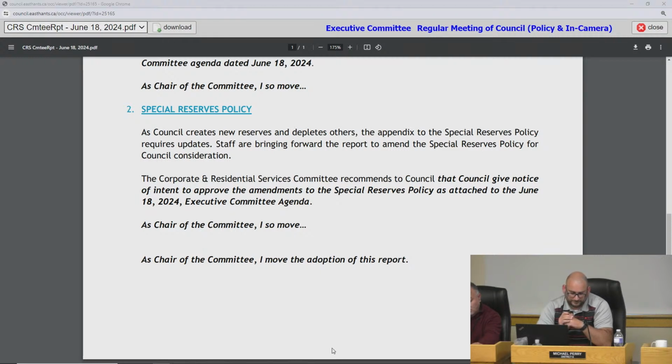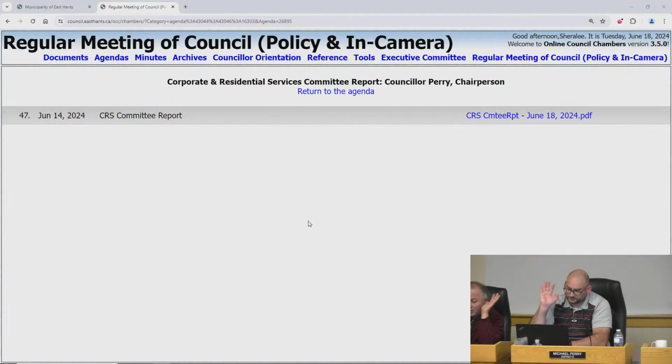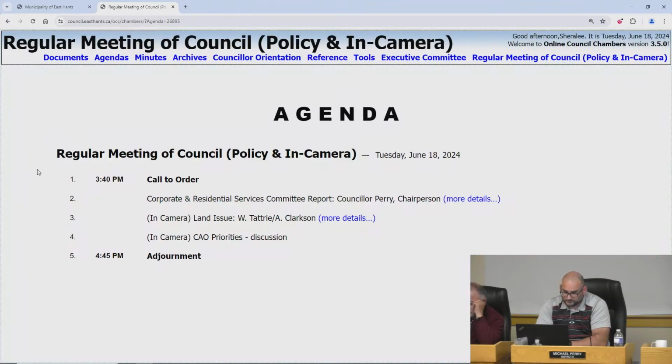Moved and seconded. Is there any discussion on the motion? Question has been called. And the motion is passed unanimously. As Chair of the Committee, I move the adoption of this report. Seconded by Councillor Hebb. All those in favor? Contrary? Motion is carried.